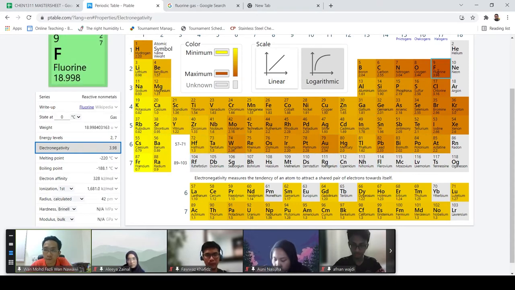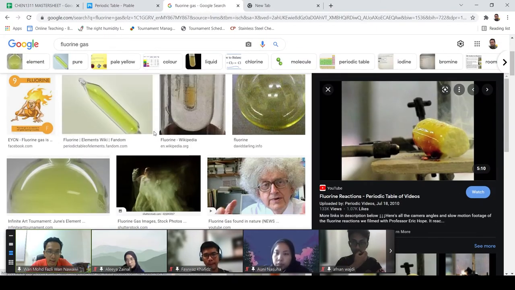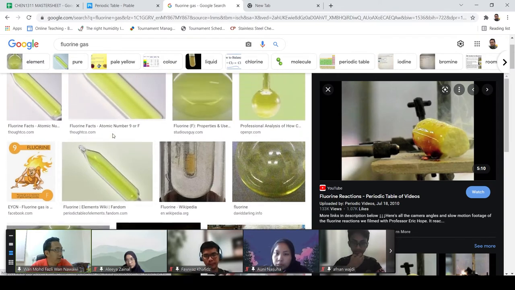it is the highest. And this fluorine can react with almost everything, except maybe argon, neon and helium, except for these inert gases. Fluorine doesn't react with those, but the rest, if you blow the fluorine gas onto anything, it either burns or makes some reaction. For example, fluorine gas is yellow in color like this. So this is fluorine gas.